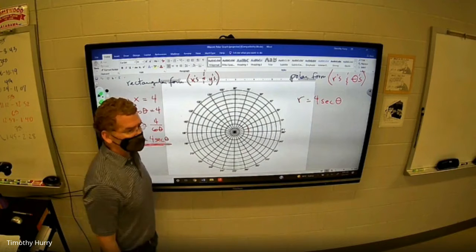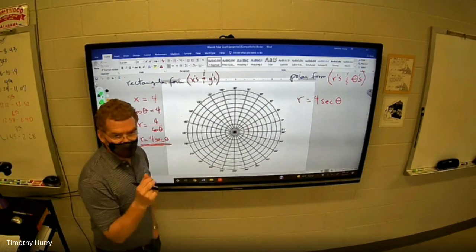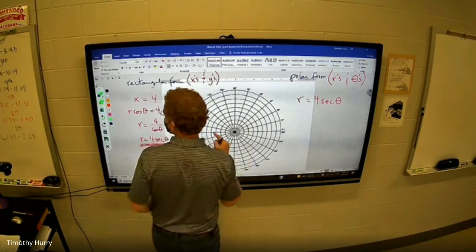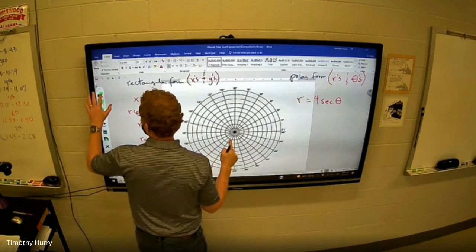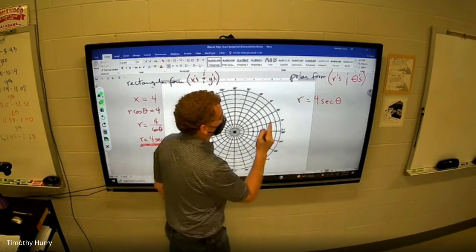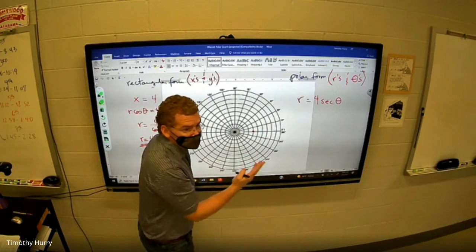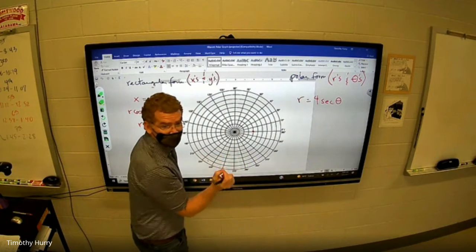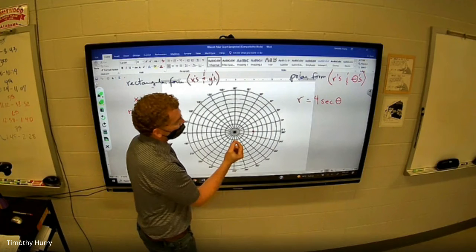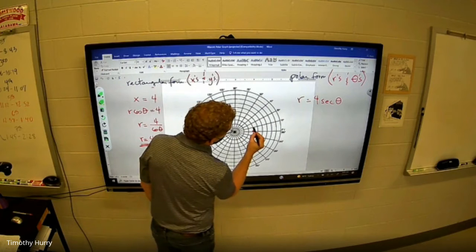Right? And when theta is 0, secant of theta is 1. 1 times 4 is 4. So at 0 degrees, we are going to be out here at 1, 2, 3, 4. And then if I plug in 15 degrees, I get a value that's a little bit more than 1. You can try it, secant of 15 degrees. If it's in degree mode, you get a little bit more than 1. And you multiply by 4, and it gets actually out here a little bit further out.